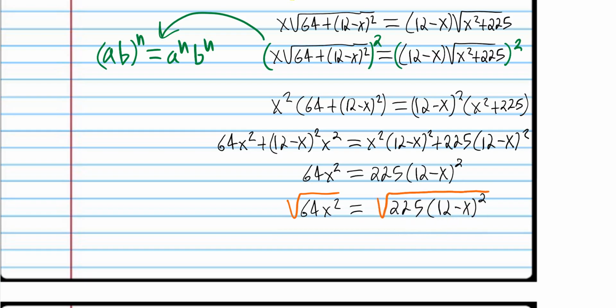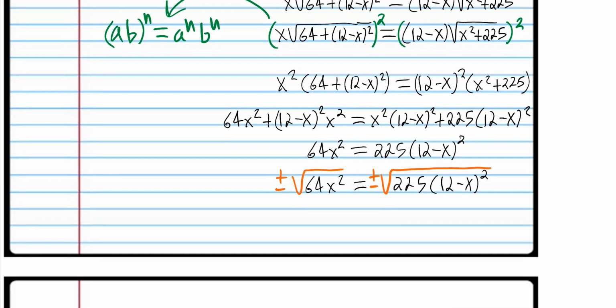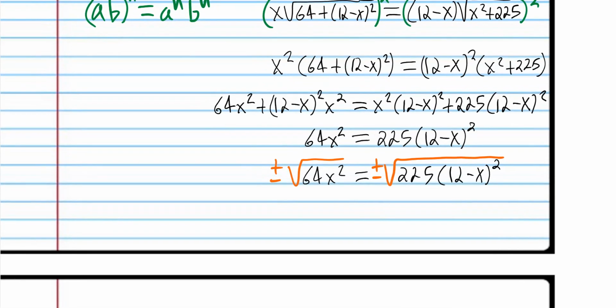But remember, when you square root both sides of an equation, you have to write plus or minus. Now, you can write it on this side, or both sides. It doesn't really matter. I'm just going to write it on both sides because we have variables on both sides. And now we have to use the rule, the nth root of a number times another number is equal to the nth root of the first number times the nth root of the second number. So that is that principle there.